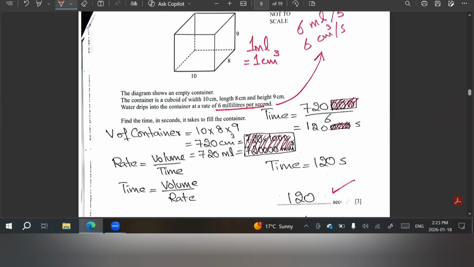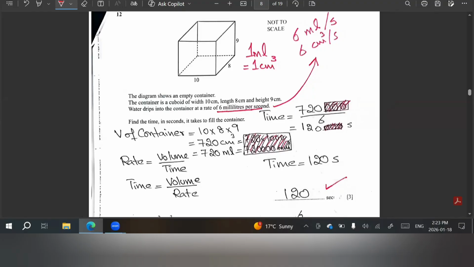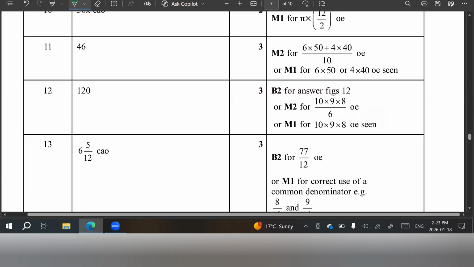The volume of the container will be 10 multiplied by 8 multiplied by 9. That will be 720 centimeters cubed, which is equal to 720 ml. You know the rate of flow is equal to the volume divided by time. If you want to find the time, it will be equal to the volume divided by the rate. The volume is 720 centimeters cubed and the rate is 6 centimeters cubed per second. So you divide them and you get 120 seconds. So the time taken will be 120 seconds. These are very important things you should remember. So 120 seconds is the right answer. So this is done.